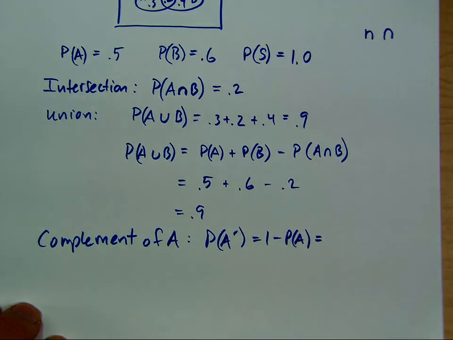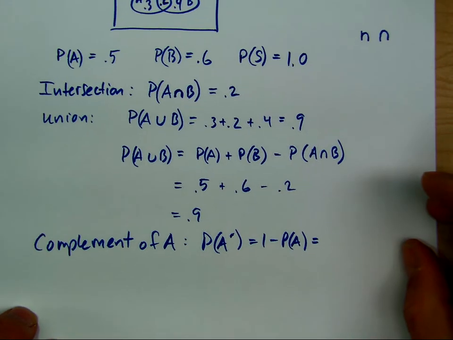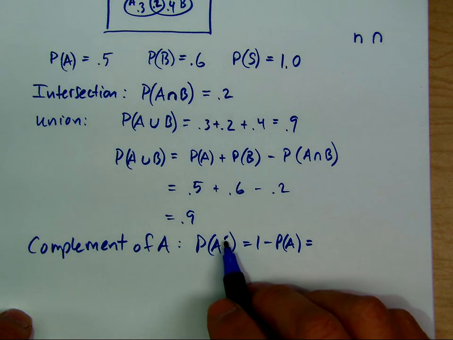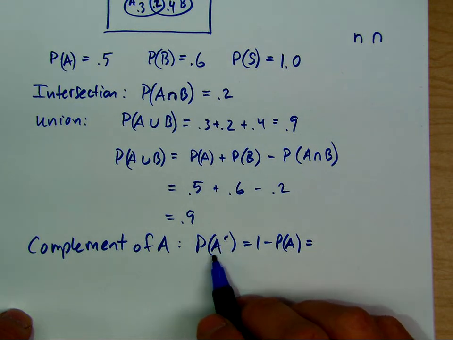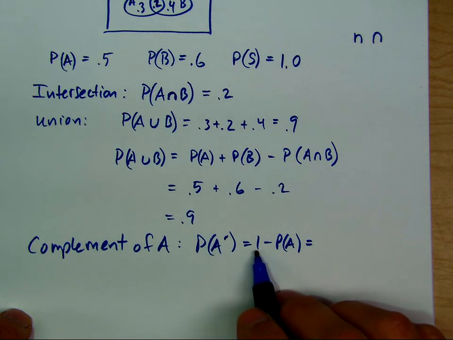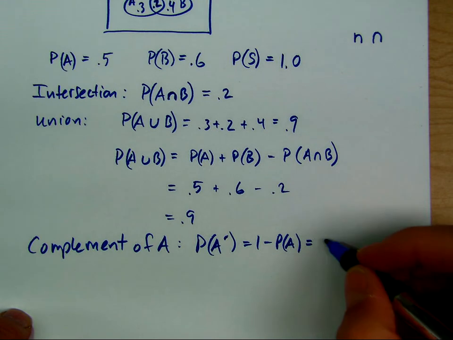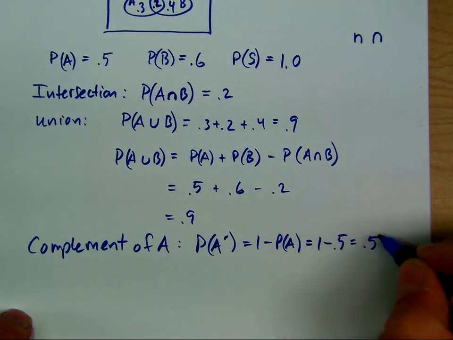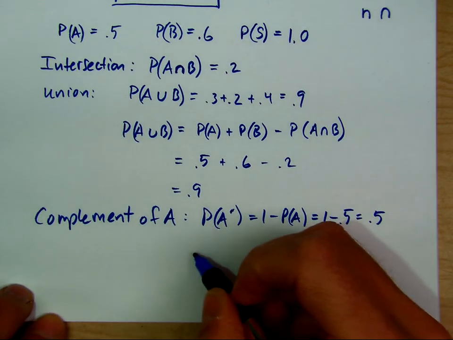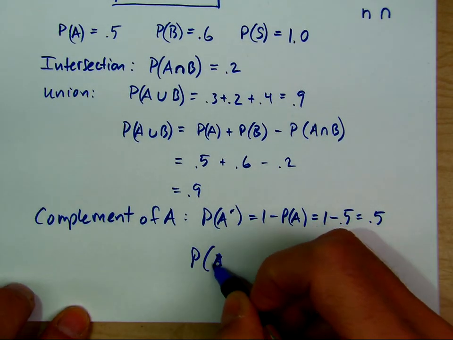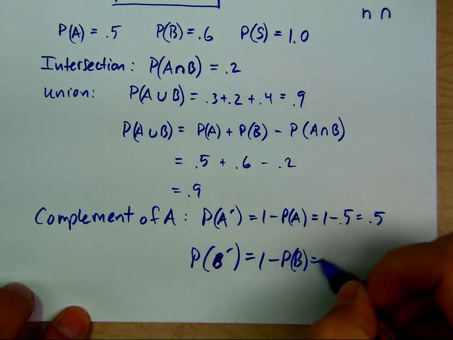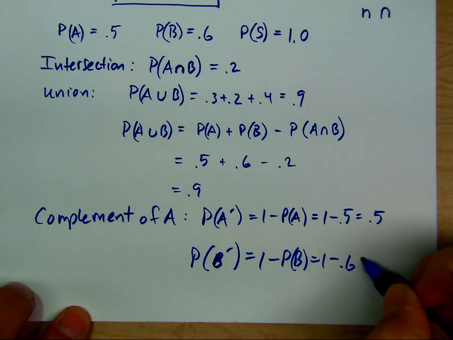The complement is everything other than what's specified. This mark means the complement of A, everything outside of A. One way to do that is we'll take 1 minus A, and that'll give us the complement of A. The probability of the complement of B is 1 minus the probability of B, 1 minus 0.6, and we get 0.4.